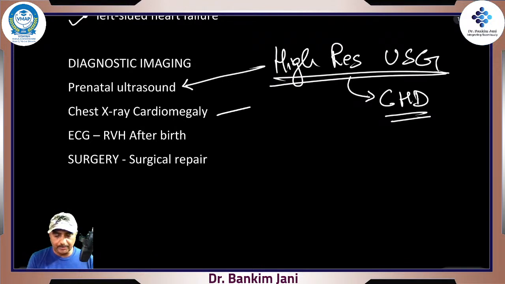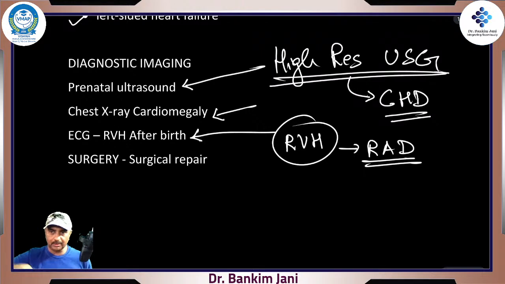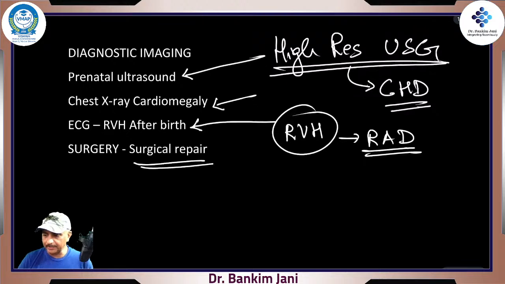Chest x-ray: cardiomegaly, right, that is seen. ECG: you'll see right ventricular hypertrophy, and now you are the big boss in right ventricular hypertrophy, right? You know that it will lead to right axis deviation, and plus you'll see the tall R wave and the deep S wave in V1 and V5, V6 respectively. Surgery, surgical repair, right? There is no other option but to do that.